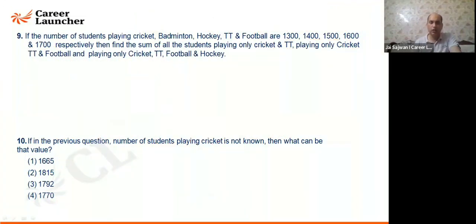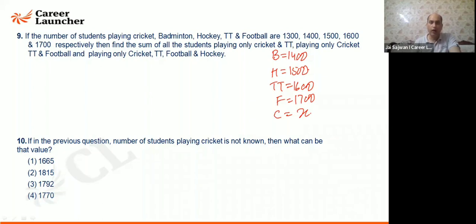In the previous question, the number of students playing cricket is not known. What can be the value? Okay, so here cricket is not known. The rest of the values are known. Badminton is 1400, hockey is 1500, TT is 1600, and football comes out to be 1700. I don't know what cricket is. Let's assume it to be X.